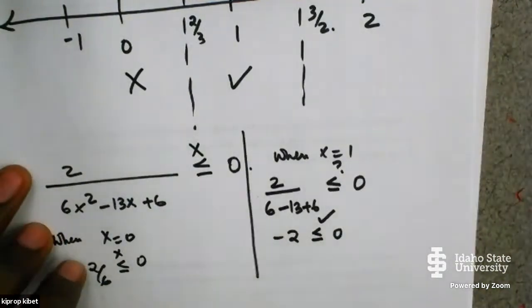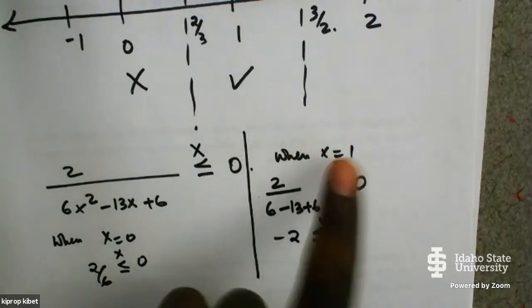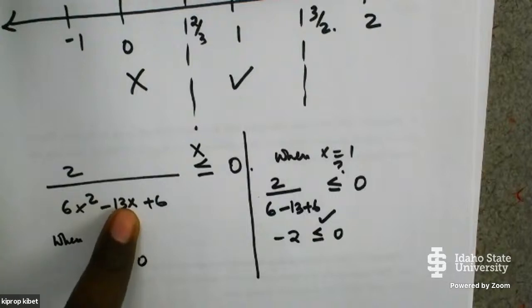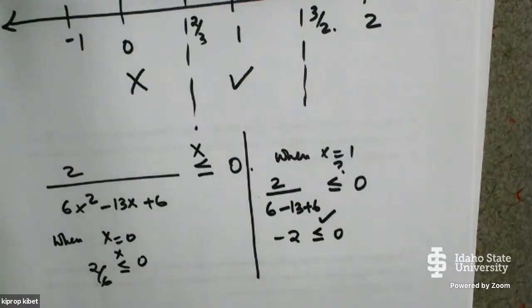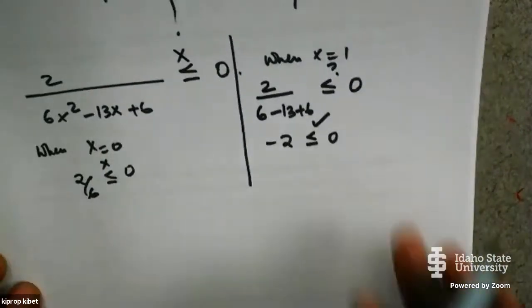Where do you get the 6 minus 13 plus 6? When x is 1, you put 1 here, so 6 times 1 squared is 6, and 13 times 1 is 13, so 6 minus 13 plus 6. So you get that. Okay. You had a question? Maybe after this. Go ahead. Okay, all right, so let's go to the next level.